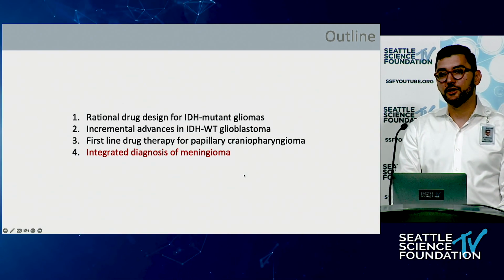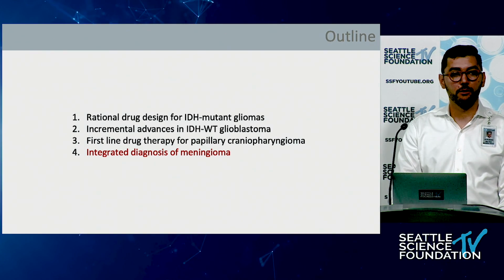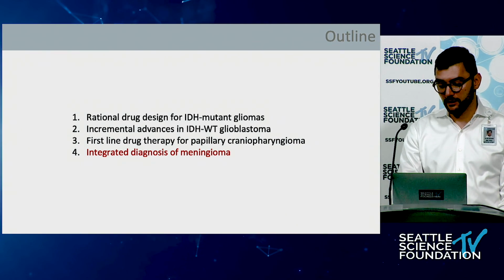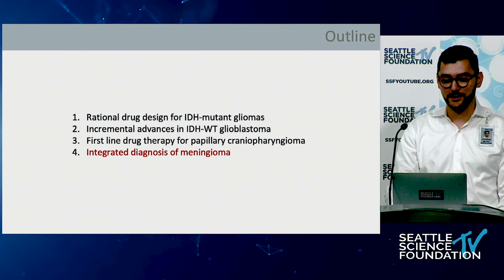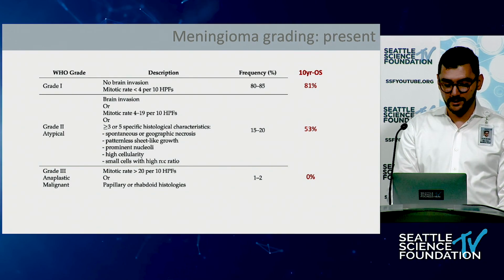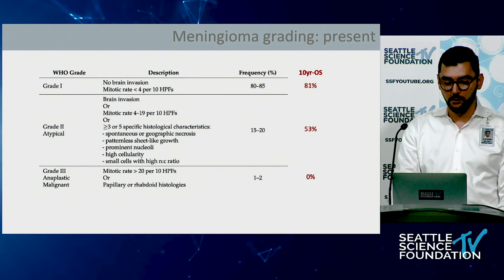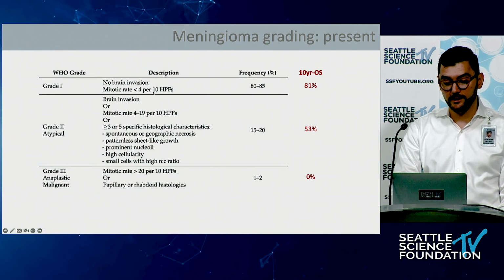The last thing I want to talk to you about is the big picture view of where I think meningioma treatment is going, and unfortunately, we're still stuck on diagnosis, so it's where meningioma diagnosis is going. This is meningioma grading in the present. I'm showing you grade 1, grade 2, grade 3, based on their diagnostic criteria in the middle column. So, the big things are brain invasion and mitotic rate.